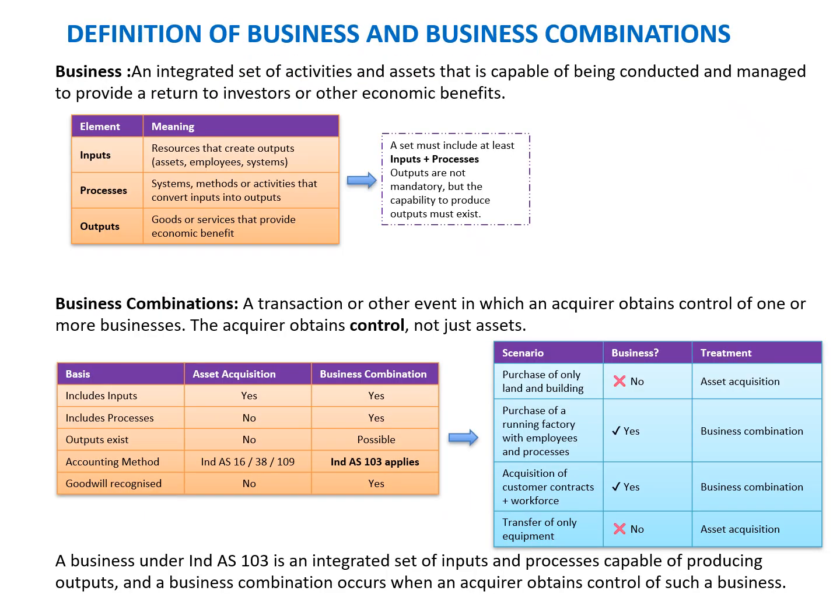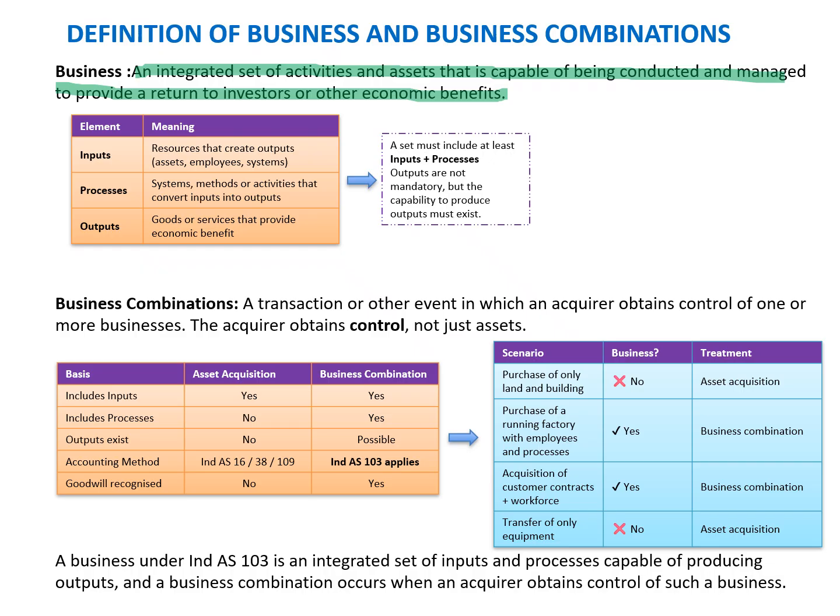Okay, now the key definitions that we should be aware of before we proceed further in understanding Ind AS 103 are two: the definition of business and what is treated as a business combination. Now, when we talk about the business, it is an integrated set of activities and assets that is capable of being conducted and managed to provide a return to investors or other economic benefits. This means that it has to be a business acquisition.